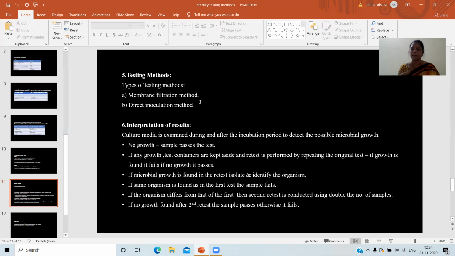Similarly, you have to mix it properly, and if there is any antimicrobial activity, you have to add penicillinase, and then incubate it in both the media, and then check it.